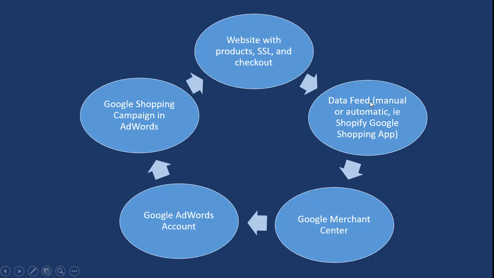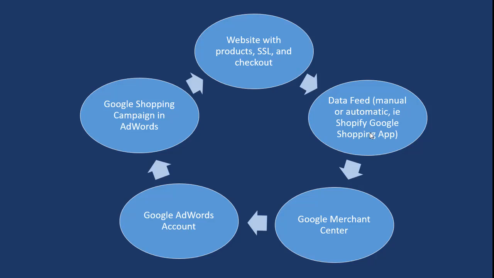Now that data feed can be created manually, or through any number of tools. In this case, we're going to be using the Google Shopping app from Shopify. But the data feed is the next thing to consider. That's the next bucket. Once you have that data feed, again in our case using the Shopify app, it's going to automatically sync to Merchant Center.